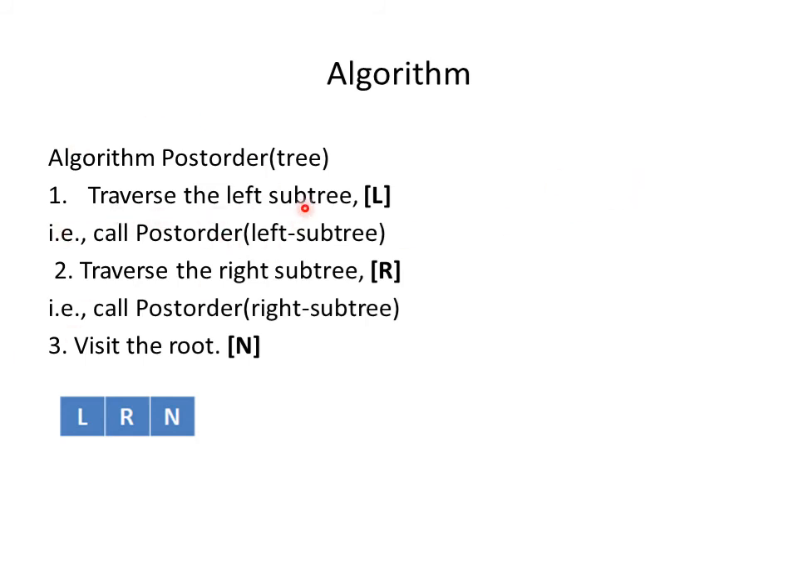First, it will traverse the left subtree. For that reason, I have taken this one as L, calling post order on the left subtree. After this, what happens? It will move to the right child of the root node, or the right subtree. I call it R, then call post order on the right subtree. Then ultimately the remaining one is the root node, which I will call N. Therefore it moves to N. L, R, N, it will work.